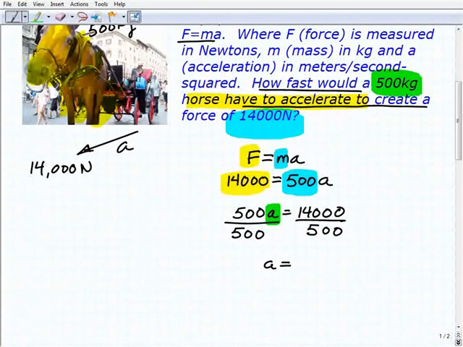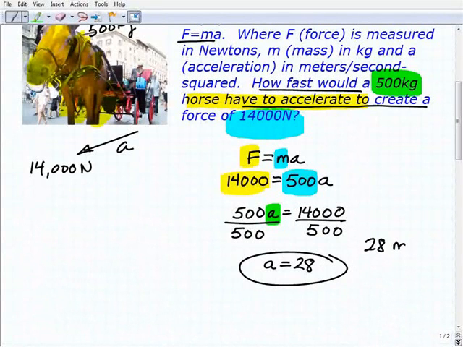So if you haven't done that already, you want to go ahead and grab your calculator. 14,000 divided by 500 is equal to 28. But 28 what? Well, 28 represents acceleration, so you always want to use the proper units of measure. So that would be 28 meters per second squared.